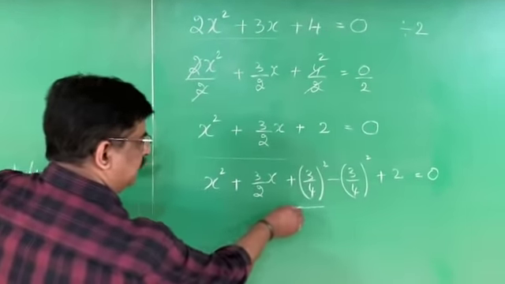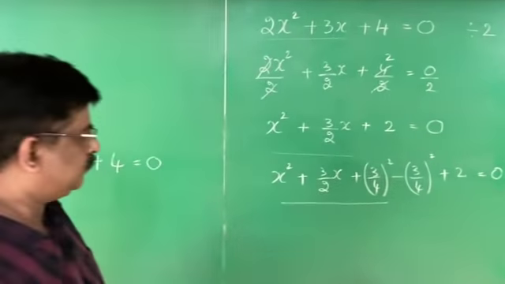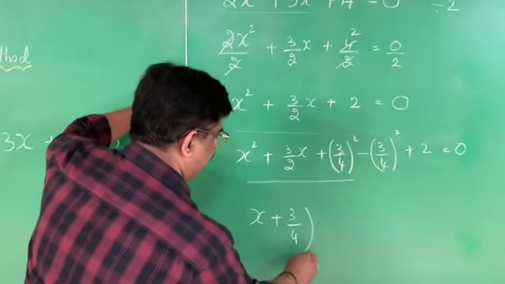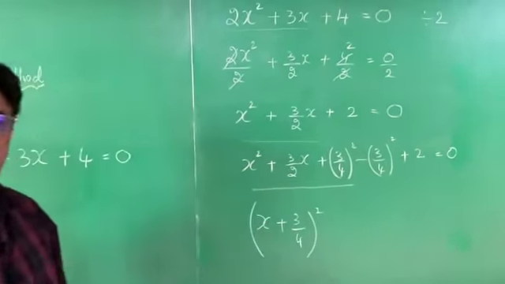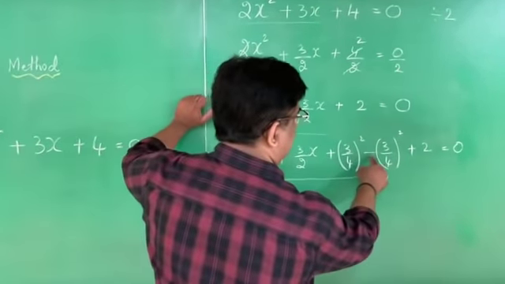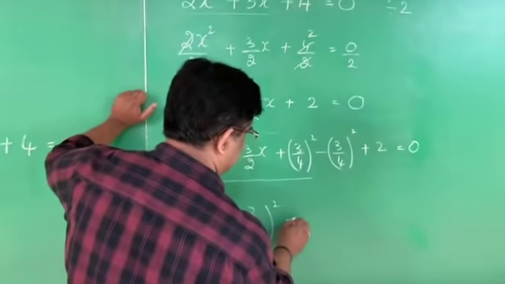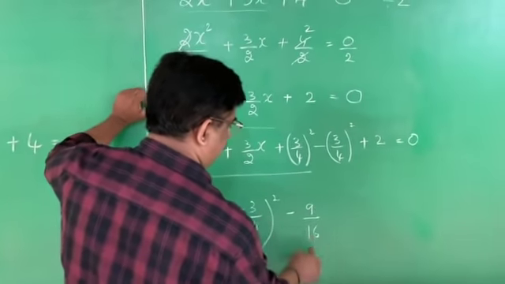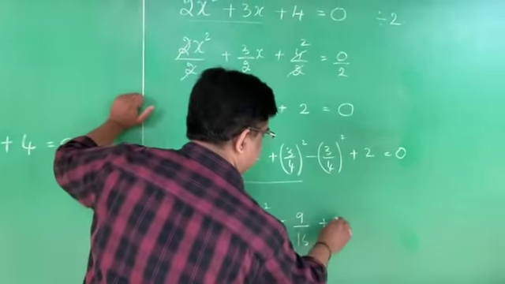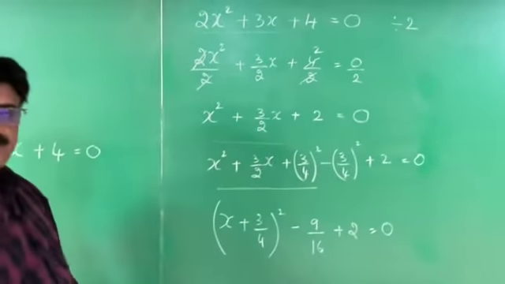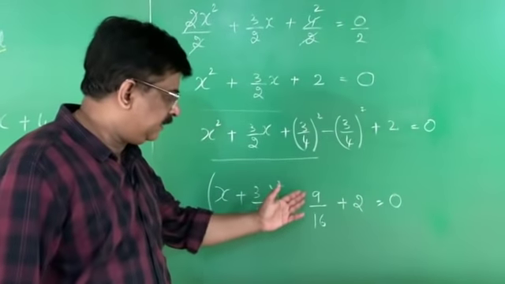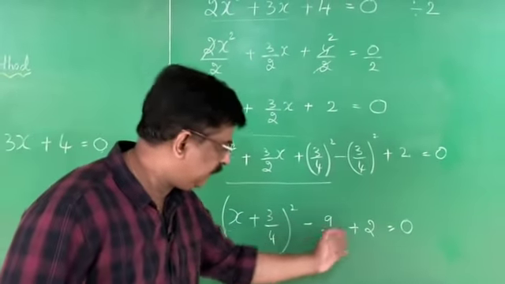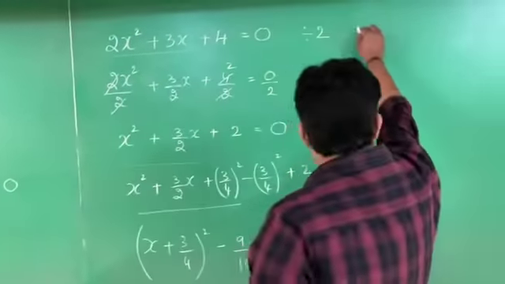Now, the first three terms are always in the form of a plus b whole square or a minus b whole square. It is plus here, therefore it is x plus 3 by 4 whole square. Now this becomes minus 3 by 4 whole square, means minus 9 by 16. 3 square is 9, 4 square is equal to 16, plus 2 is equal to 0. You can transfer these two numbers to that side and then take the root, or simplify and then transfer. It is better to simplify and then transfer.